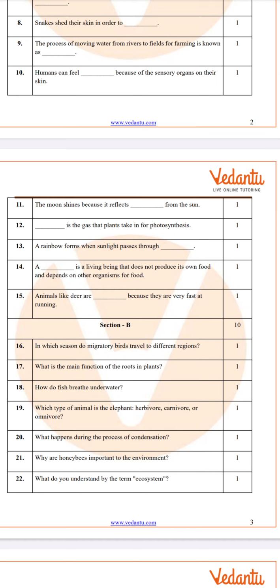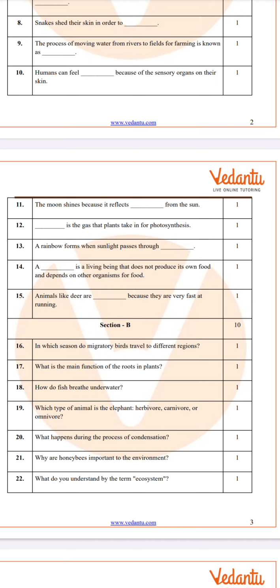A consumer is a living being that does not produce its own food and depends on other organisms for food. Animals like deer are herbivorous because they are very fast at running. What are herbivorous? The animals which eat only plants are known as herbivorous. Section B. In which season do migratory birds travel to different regions?